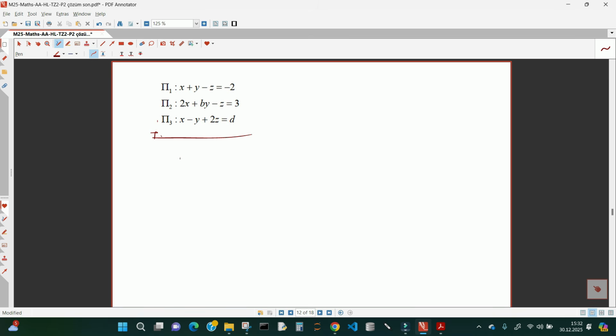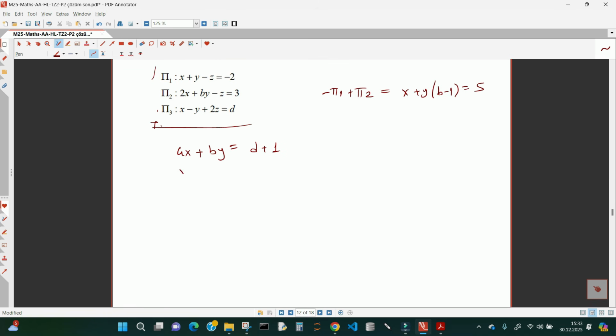So first we can write 4x. In this case, y will be cancelled, plus b y. As you see, z is also cancelled, equals d plus 1, right? Let's check it again. And for example, you can also cancel z by first multiplying pi sub 1 by minus 1, and we're gonna add this to pi sub 2. So it will give us x plus y(b minus 1), and z will be cancelled, equal to 5, right? So I will write it in here also.